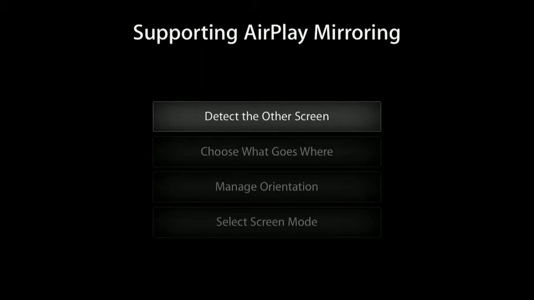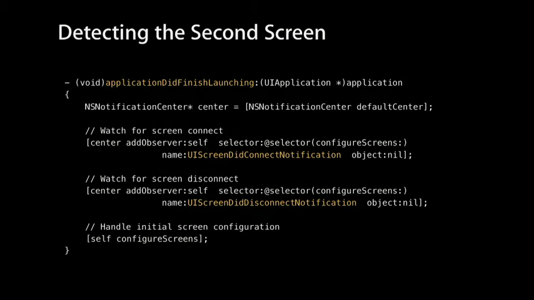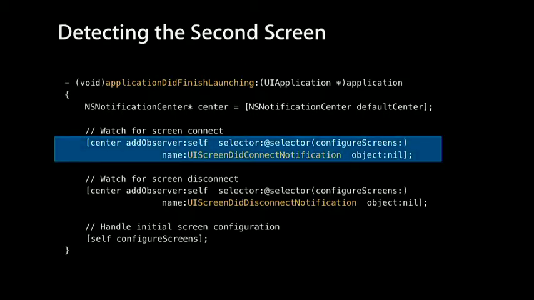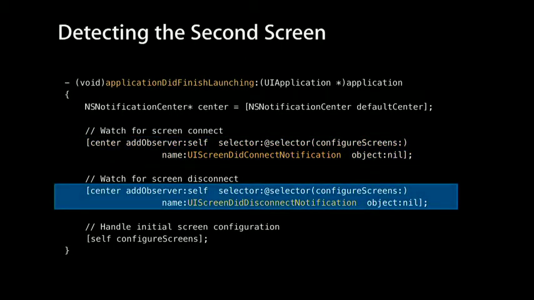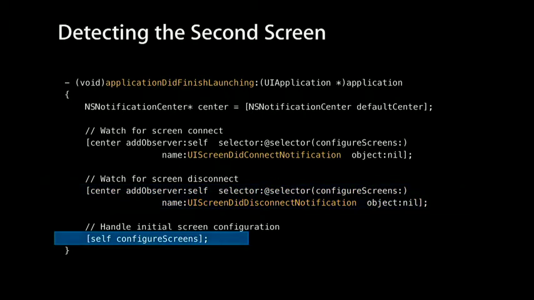Once again, there are 4 steps to supporting AirPlay mirroring. The first step is detecting the other screen. In your application did finish launching routine, you need to do 3 things. First of all, you need to add an observer for the UI screen did connect notification. You need to add an observer for the screen disconnect. And because you don't get any notifications for screens that are present when you start up, you need to also check your initial setup. Now notice that all 3 of these call exactly the same method.